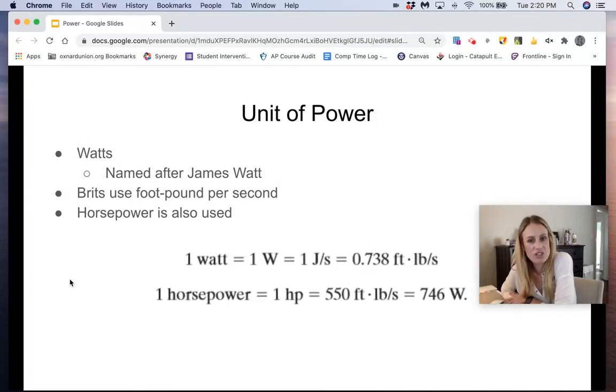So 1 watt is just 1 joule per second if you think about the power equation. Work over time, energy over time. This is joules over seconds, and that is 0.738 foot-pounds per second. And then 1 horsepower is 550 foot-pounds per second, and also equal to 746 watts. The unit conversion that we'll use the most here is 1 horsepower equals 746 watts. And really, you probably won't see this on the AP test, but it's helpful to know that if we want to convert to horsepower, we use that conversion that's equal to 746 watts.